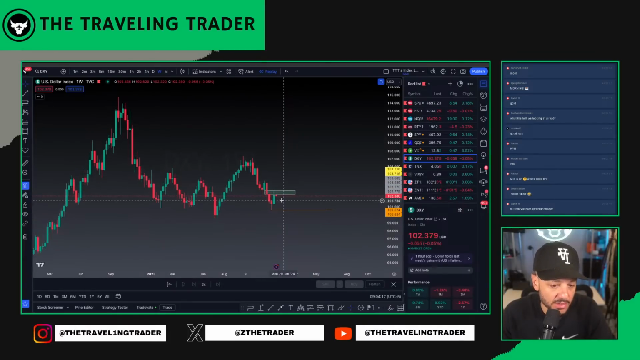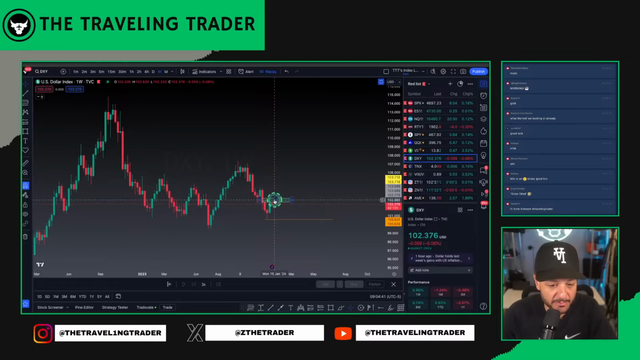The next logical conclusion, if we do reject off of this, is external range liquidity. So the internal range liquidity is the fair value gap here on the weekly. External range liquidity will be basically the low here that was created the week of Christmas, right? So the hope is, not the hope, I guess. There is no hope here. But the thesis is that if we reject from here, the next area that we'll look for liquidity is below this low on the dollar, right?